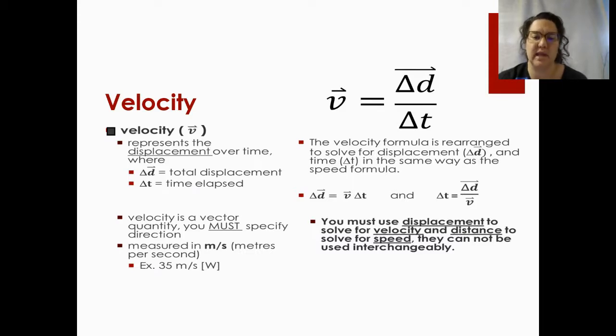And they're rearranged the same as the speed formula. So delta d, or displacement, is equal to velocity multiplied by time, and time is equal to the displacement divided by the velocity. And if we're calculating velocity, we must use displacement. If we're calculating for speed or distance, we can use those ones. But if you're using vector quantities, all of them must be vectors. If you're using scalar quantities, all of them must be scalars.